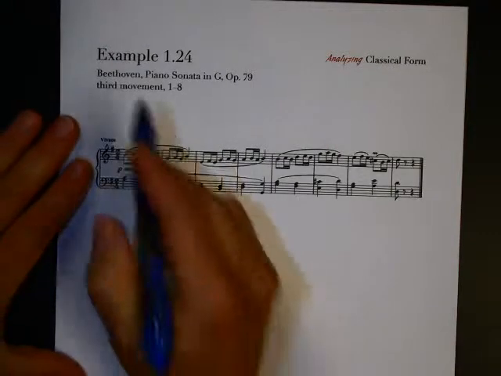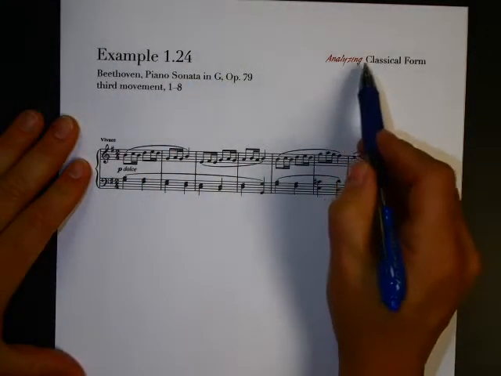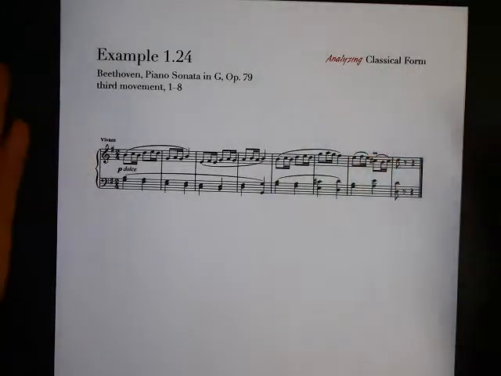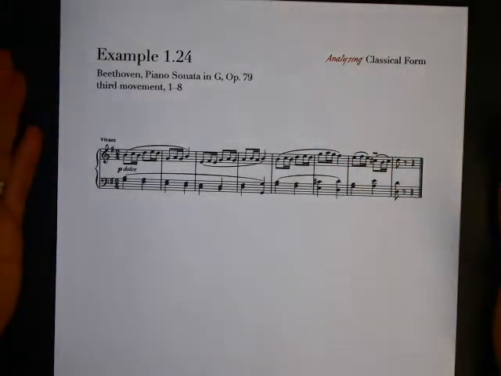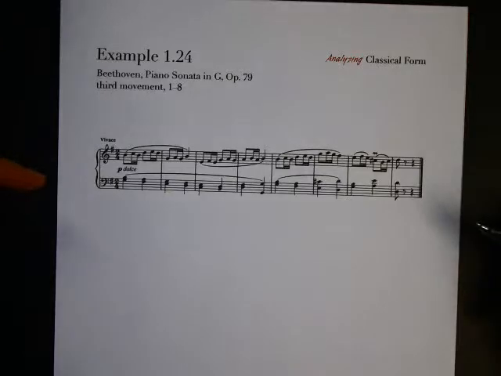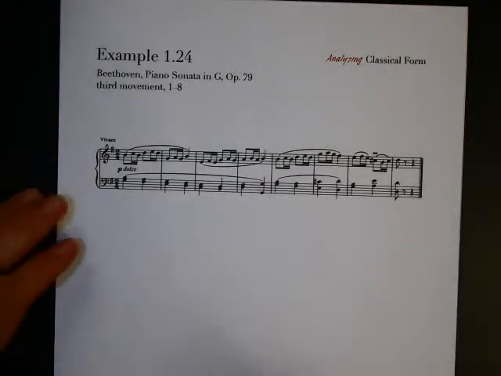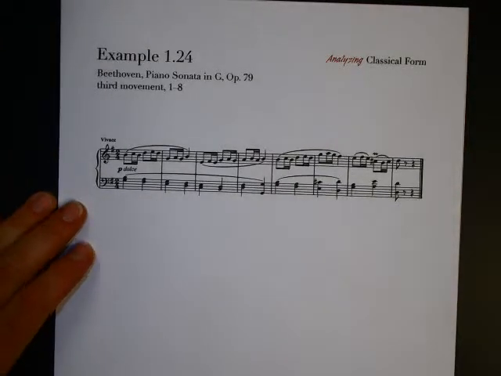This is our mini lecture on example 1.24 from Analyzing Classical Form. My expectation is that you have a printout on which to take notes and that you have already listened to this example numerous times so that you see the notation and you hear the music.